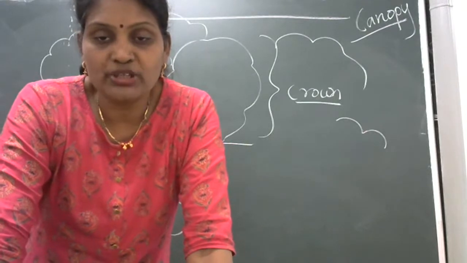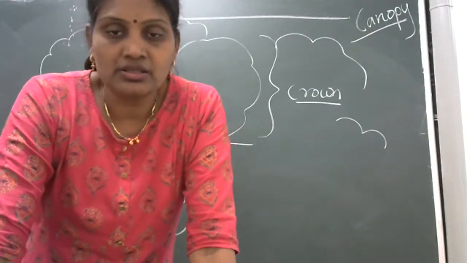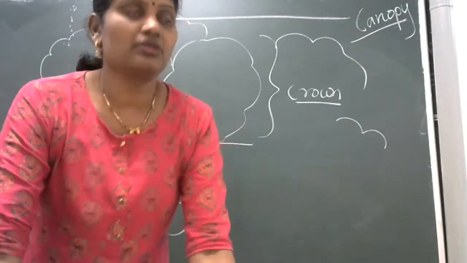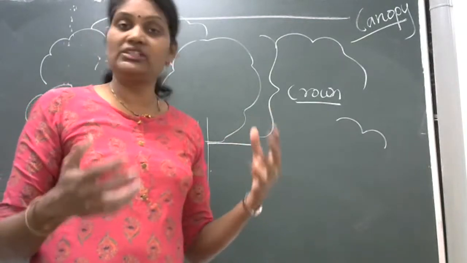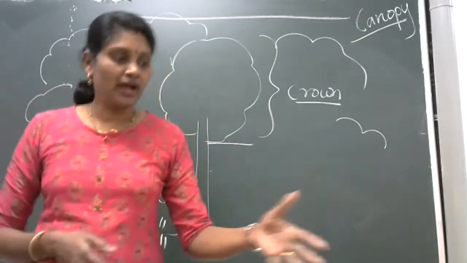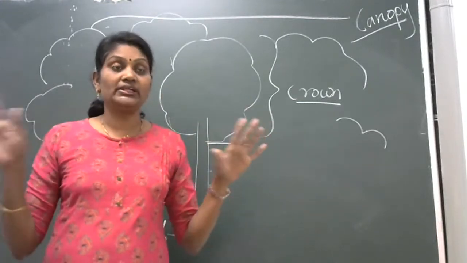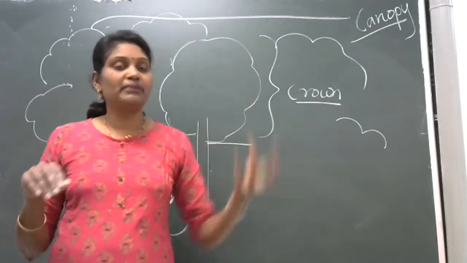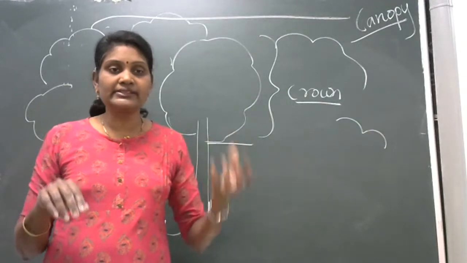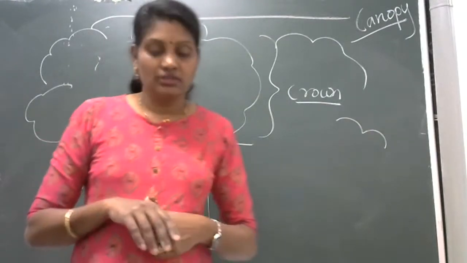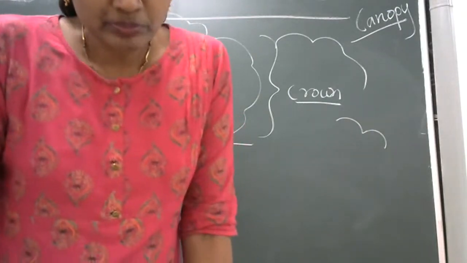Because of this, the light of the sun does not reach the ground, because it is very dense, so many trees are there, so very rarely the sunlight reaches the ground. Now, next.